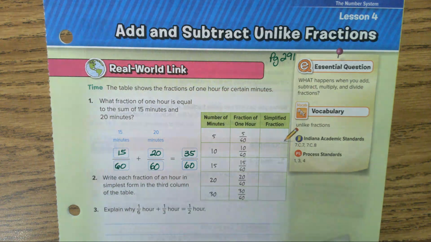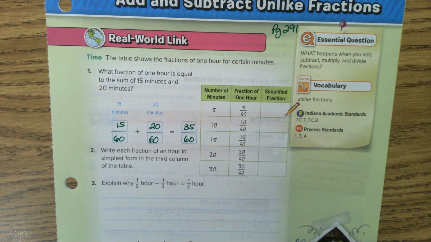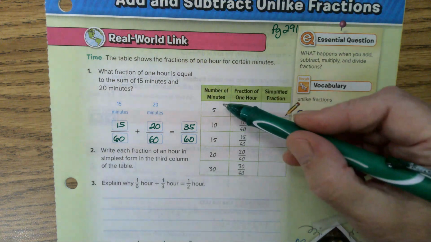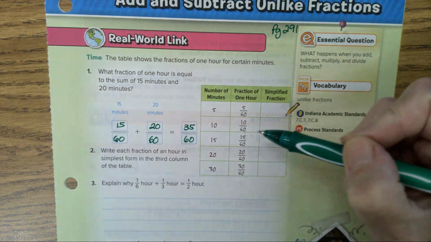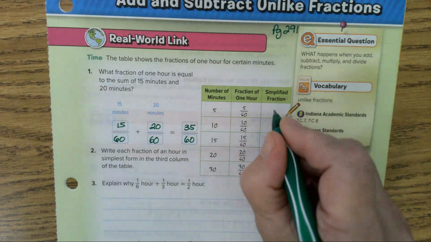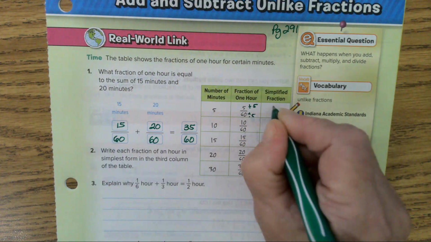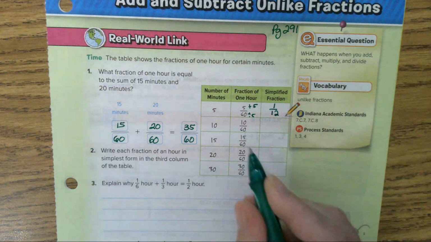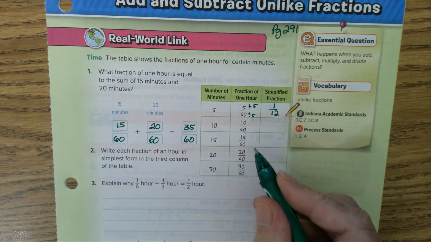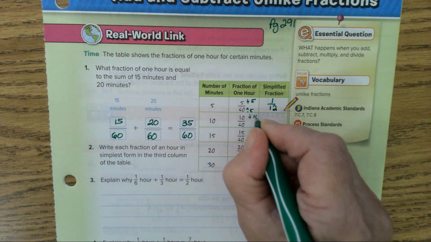Now, 35 minutes. Write each fraction of an hour in simplest form in the third column of the table. 5 minutes, what fraction of an hour is 5 minutes? 5 over 60, and that will simplify to 5 is your greatest common factor, 1/12. In this one, 10 is the greatest common factor. Divide them both by 10.